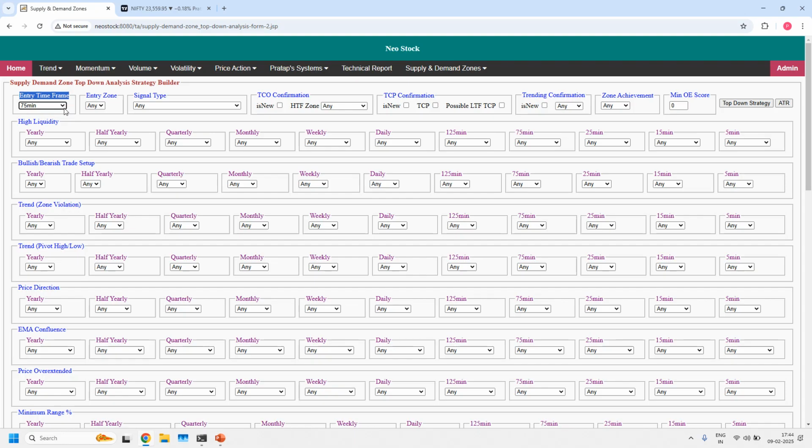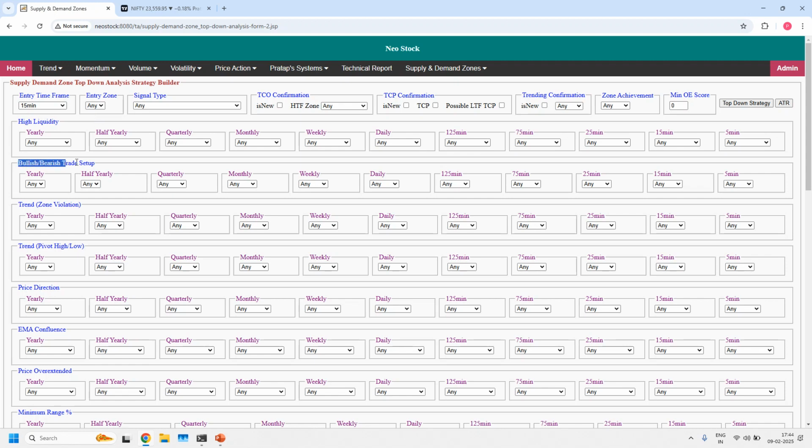For DIT, what is the entry time frame? 15 minutes. That's why I am telling the software to display the 15 minutes demand and supply zones on the screen. These 15 minutes zones can be displayed if you click on generate the report here, top down strategy generation. It displays all 15 minute zones, but I don't want all 15 minute zones. What I want is only those demand zones that are supporting the bullish trade setup.